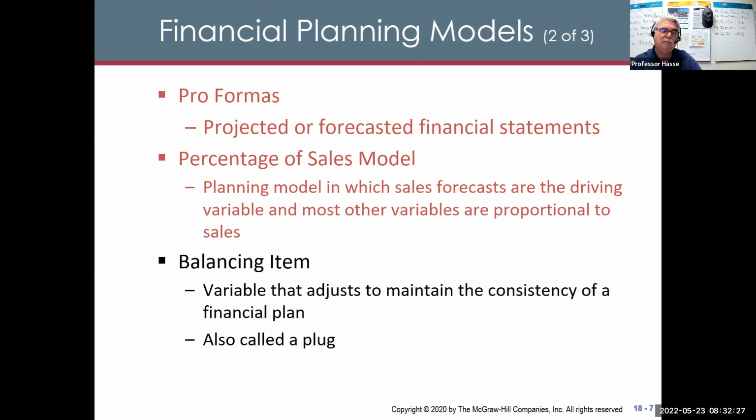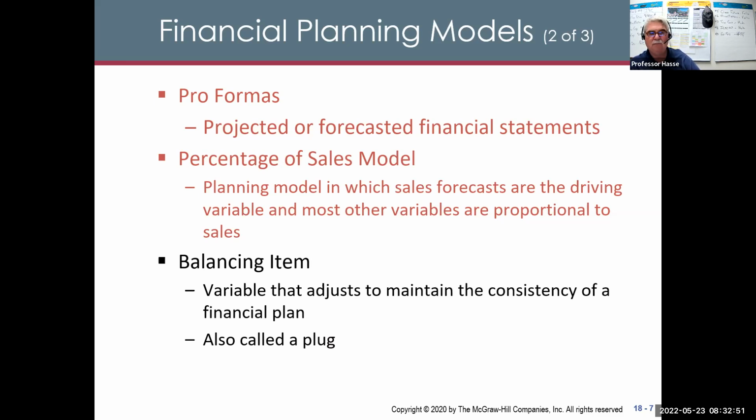And here are the main models of planning. What is called pro formas. Pro formas are just taking your balance sheet, your income statement, and your statement of cash flow and projecting out what you think those are going to look like in the future. Another important model used in finance is called the percentage of sales model, which takes your future based on sales growth expectations in your business.